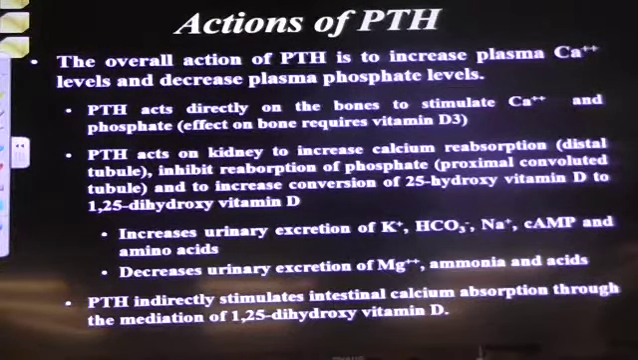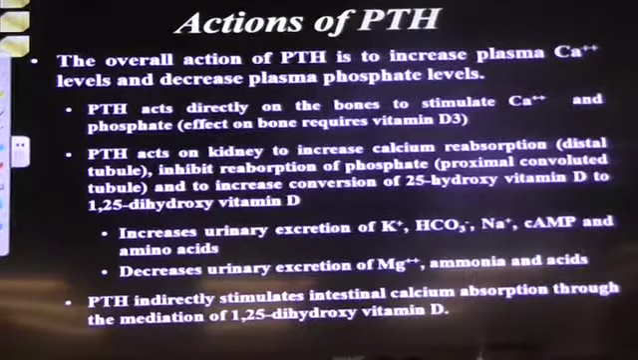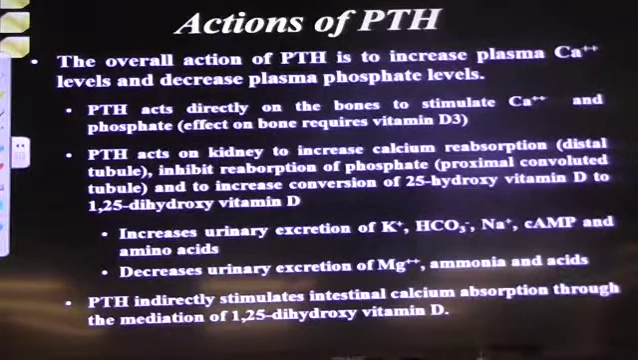Okay. Now, as far as PTH, as we said, it acts directly on the bones to stimulate release of ionized calcium and phosphate. It has to pull them both out. And remember, that also requires vitamin D3, because that activates some of the receptors in the bone. It acts on the kidney to increase calcium reabsorption in the distal tubule, inhibit reabsorption of phosphate in the proximal convoluted tubule, and increase the conversion of 25-hydroxyvitamin D to 1,25, which is the active form. Okay? This is basically going to cause an increased excretion of phosphorus in the urine.